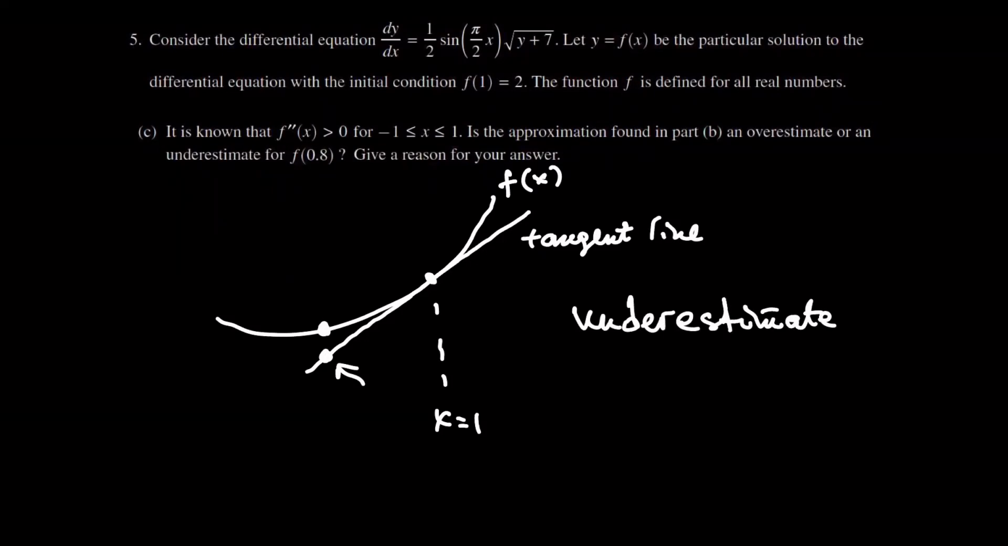And if we don't remember that a positive second derivative gives us an underestimate, then a little graph like this will help us to see that. So when you don't remember something, try to make a graph and see where that leads you in terms of the answer.